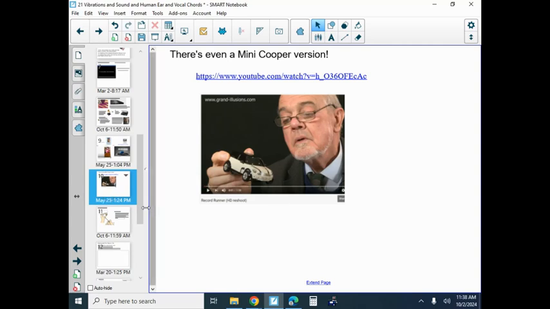There's even a Mini Cooper version. I put that in for my daughter's benefit when she was in my class a couple years ago. She loves Mini Coopers.